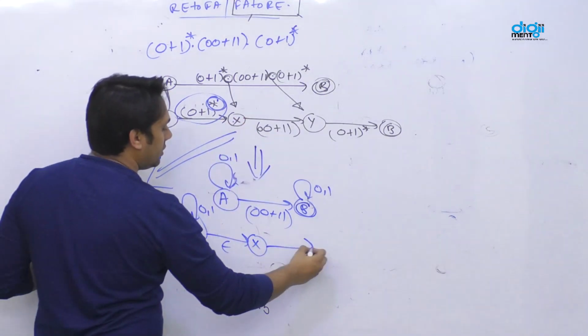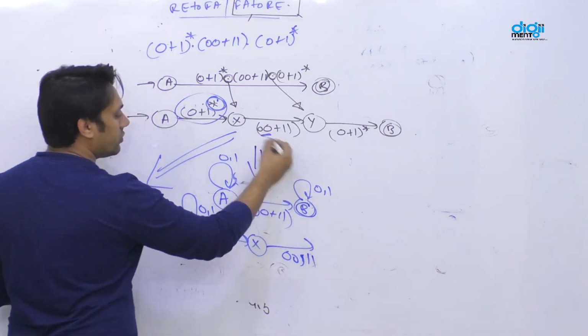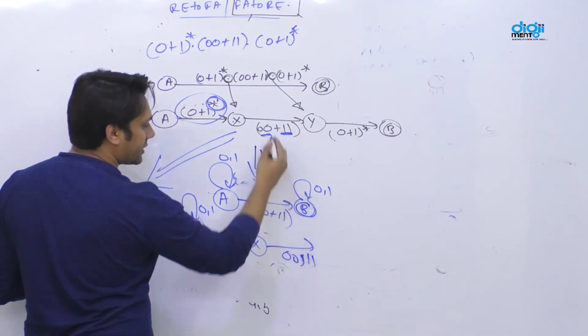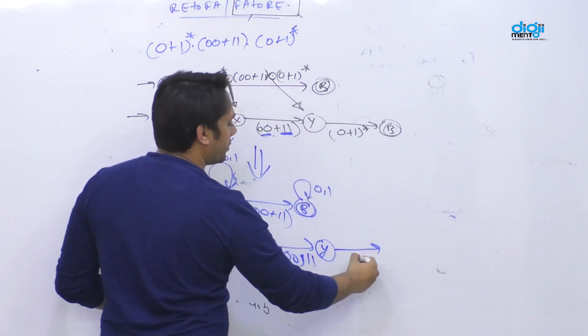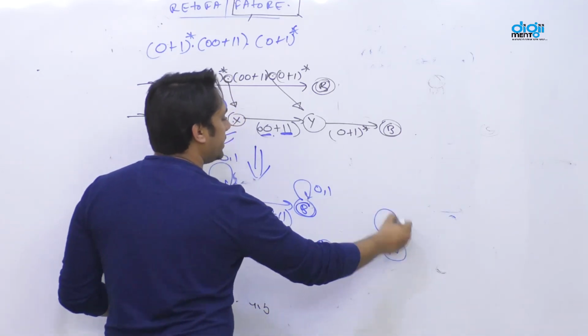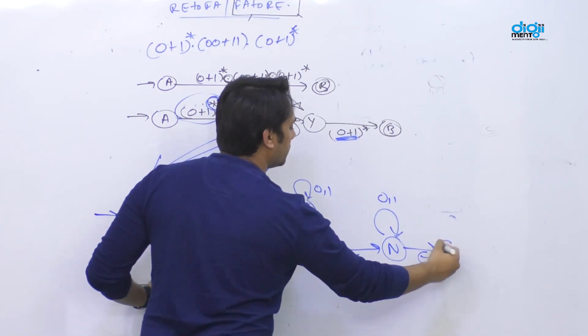Now here we get 00,11. So this is 00 11. Again you can expand this one, right? So we can expand it later on. So this is Y, and then from here I can go to the state N, and on this state N I have this which is 0,1, and from here I can go to state B.